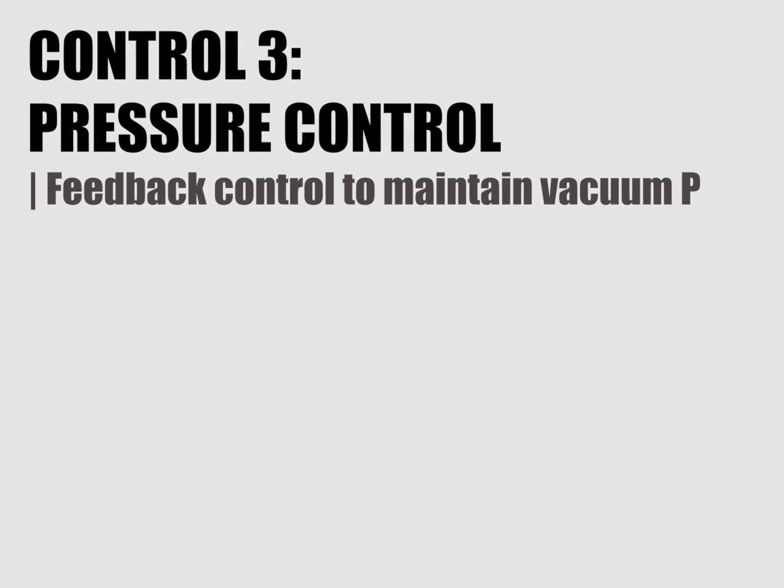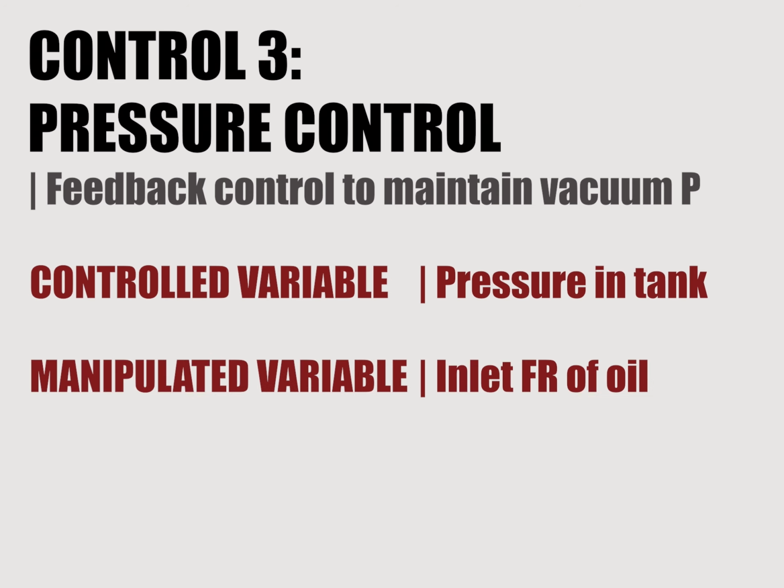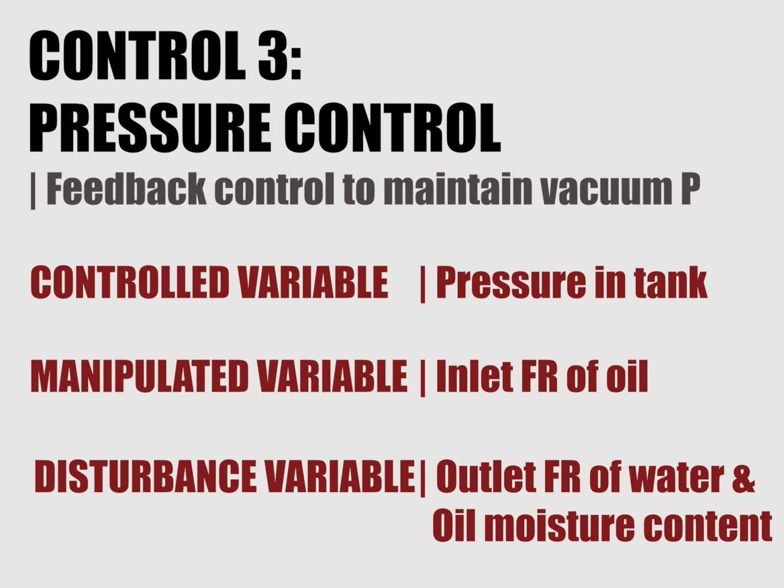The last control system is pressure control. The control strategy is a feedback control to retain the vacuum pressure conditions in the drying chamber. The control variable, vacuum pressure in the chamber, is manipulated by altering the flow rate of incoming oil. The disturbance variable is the outlet flow rate of water by the vacuum pump and the moisture content of oil.